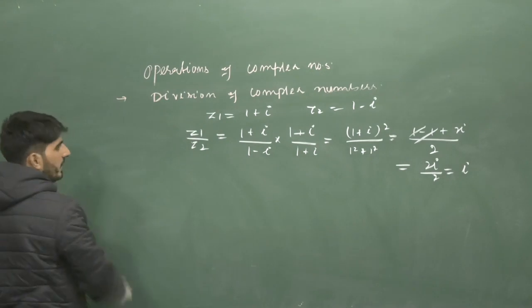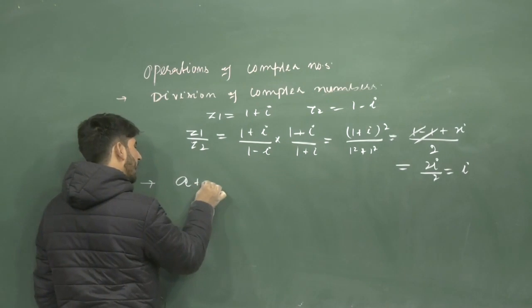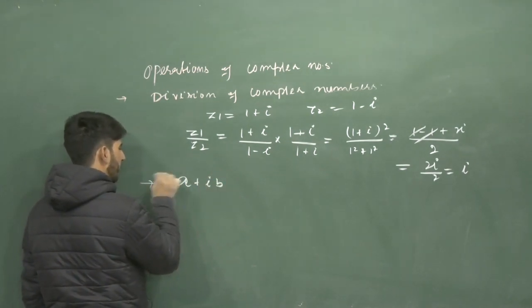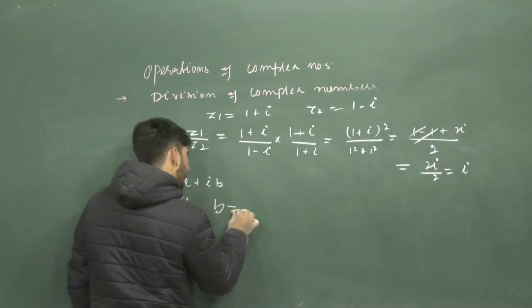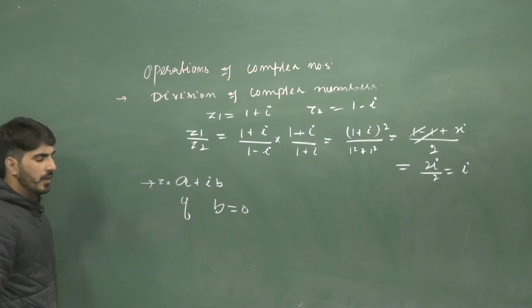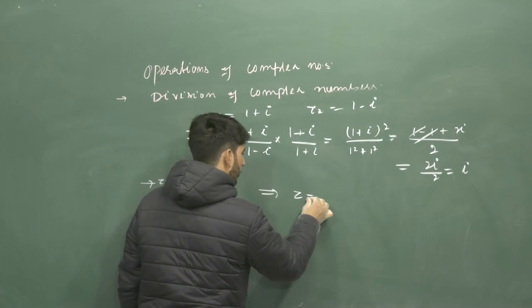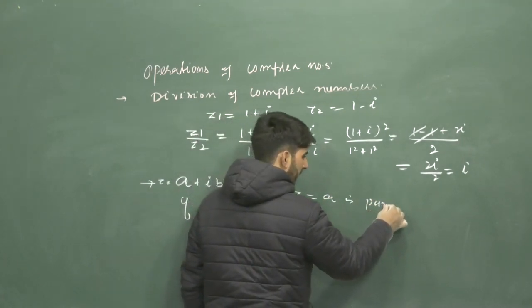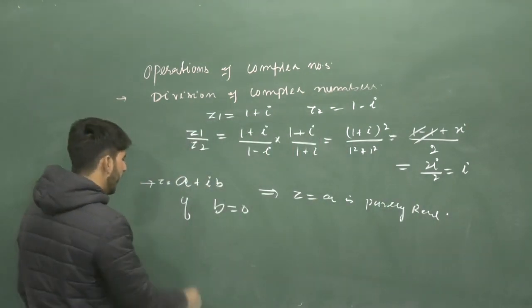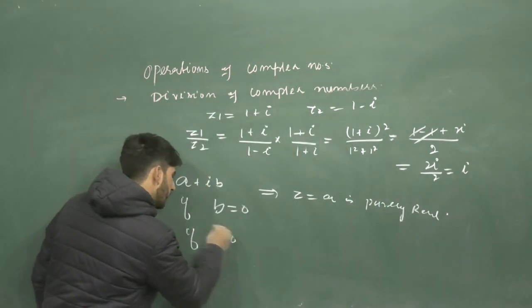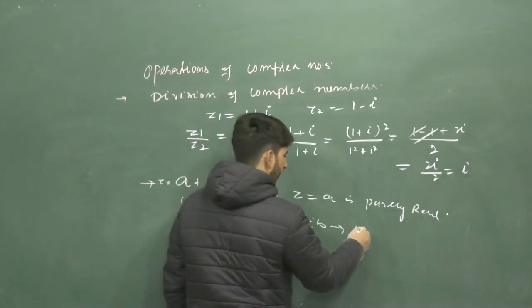Now, let's define two more terms here. If we have a complex number z equal to a plus ib, if b is equal to 0 here, means the imaginary part of the complex number is 0. Thus we can say z is equal to a, which is purely real. If a is equal to 0, then z is equal to ib, which is purely imaginary.